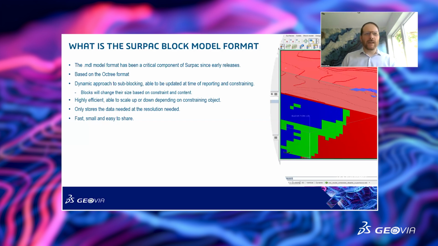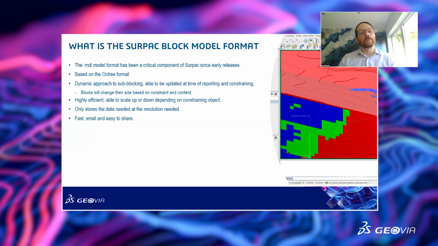We also take within Surpac a dynamic approach to sub-blocking. So our sub-blocking is never really fixed. Our sub-blocking changes depending on the constraint that you apply to it. And the block size also changes depending on what you store within that model and how those blocks relate to each other. Something that's not always well understood in the Surpac methodology versus the competitor formats and competitor methodologies that are out there. So our blocks will change their size based on where they are, based on what they have inside them as well.